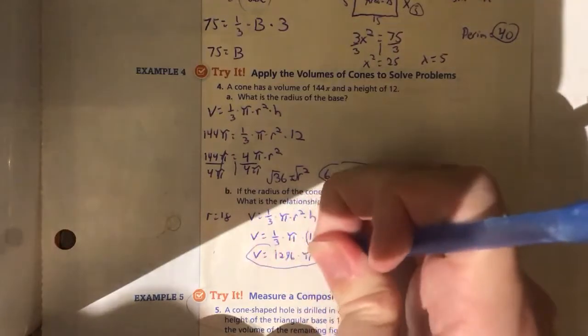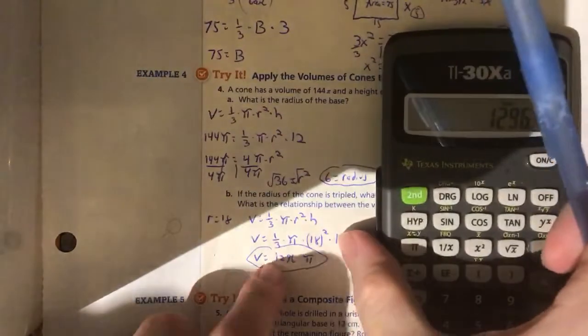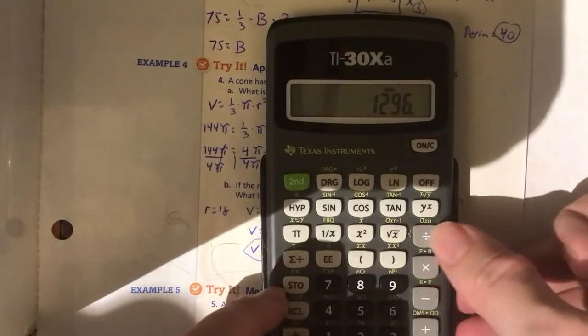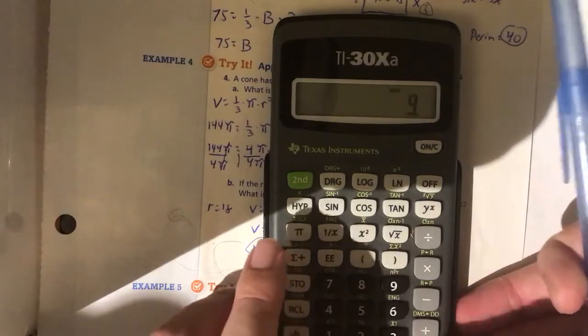That's the volume. So 1296 pi versus 144 pi. So what is the relationship? So if I divide 1296 by 144, you'll see that it's 9. It's 9 times as big.